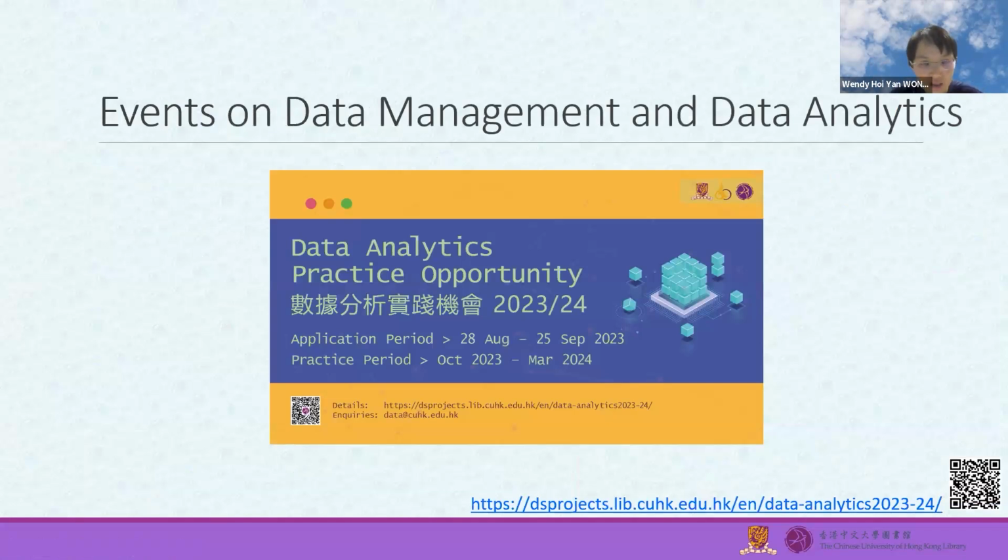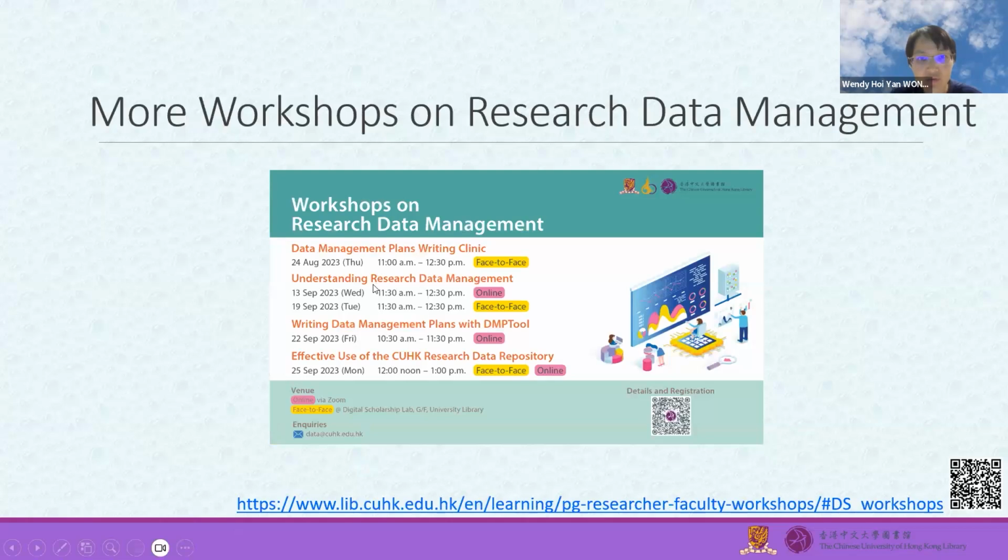And there are a lot of events happening in CHK this semester. For example, we have the data analytics practice opportunity. It welcomes undergraduate and postgraduate students to join and use actual data from CHK to do some data analytics projects. Please share this news with your students, and if you are a student, please see if you have the data analytical skills. It is funded with $8,000 for each team working on this project.